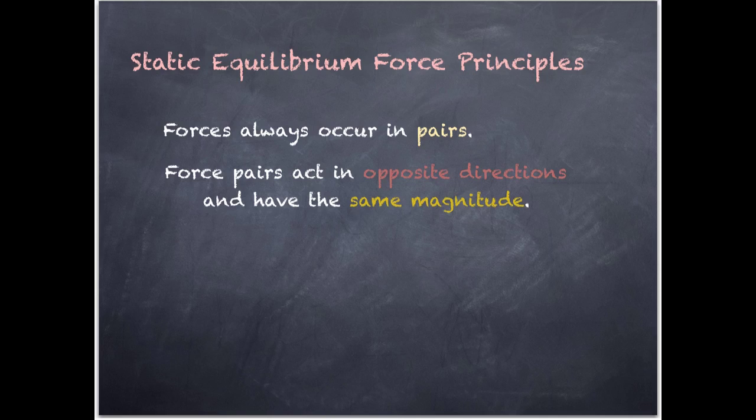Principles of static equilibrium forces. Forces always occur in pairs. Pairs means in twos. Force pairs act in opposite directions and have the same magnitude. Example. Let's say that we have this vector. It's going in the direction that you can see here, and it is 5 newtons. Its pair would have to go in the opposite direction, and it would have to be the same magnitude, 5 newtons.